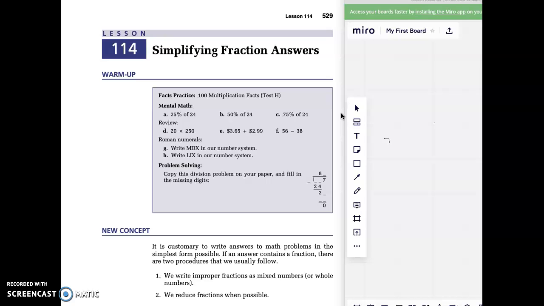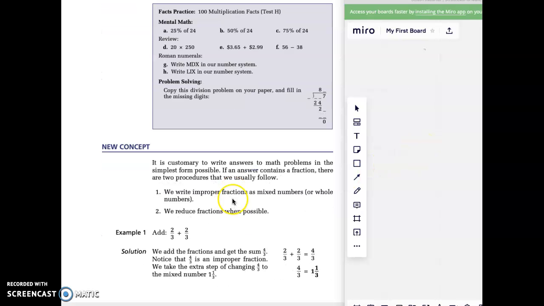Basically the whole gist of today is that when we get an answer in a fraction form, whether it is a computational fraction or an answer in a word problem, we need to reduce that fraction to its lowest terms. We need to convert improper fractions to mixed numbers or whole numbers, and when possible, reduce. So let's go ahead and take a look at what that actually looks like today.